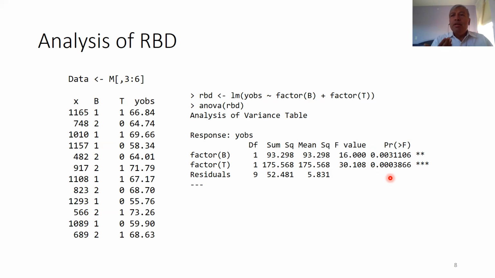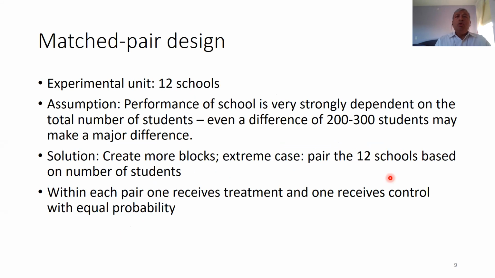So this, in most experimental design books, is again, let's say chapter 2, if completely randomized design is chapter 1, randomized block design is chapter 2, right? So then what would be chapter 3 in a randomized design book? Suppose we have the same setup, but unlike the previous case, where we believe that the performance of a school is dependent on the enrollment, here we believe that the performance is very strongly dependent on the total number of students, okay? So, for example, even a difference of 200, 300 students can make a major difference. So what do we do in this case?